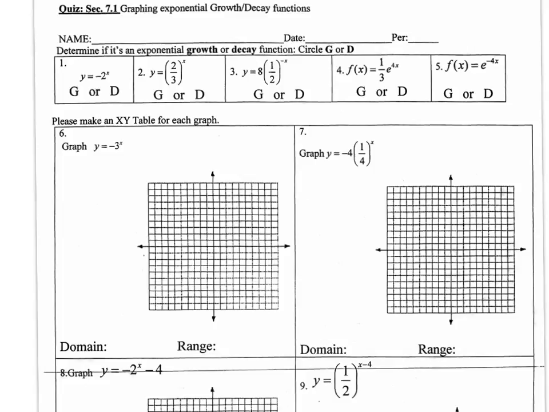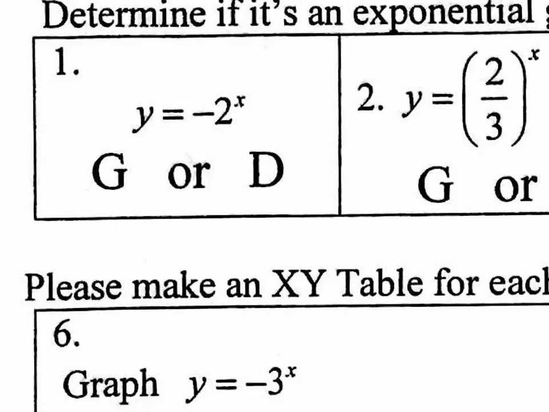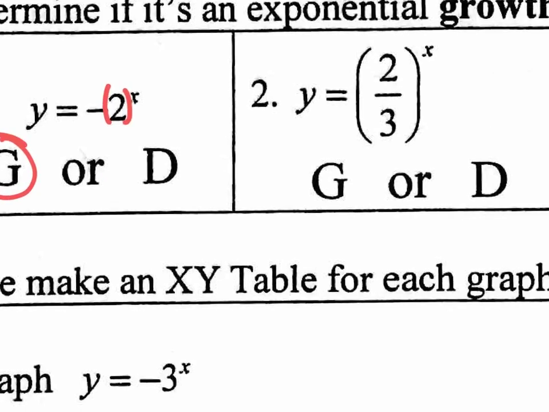So ladies and gentlemen, on this first part, all it's asking is is it growth or decay. So number one, that is growth. Why? Because the base is greater than 1. The a value is -1, but the base itself is greater than 1. The base is actually 2. The a value is -1. All that does is cause it to be a growth in a negative direction. It gets reflected over the x-axis.